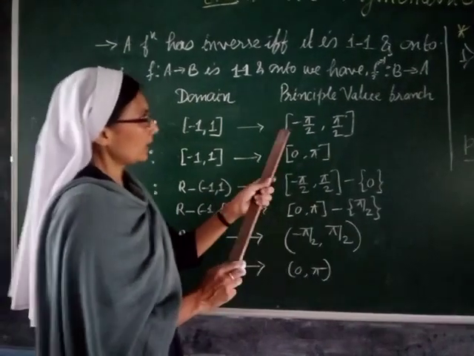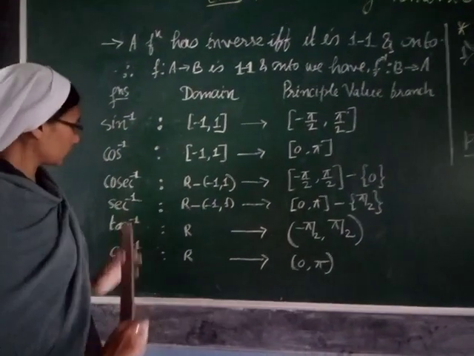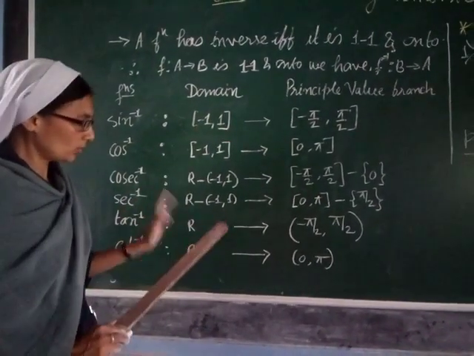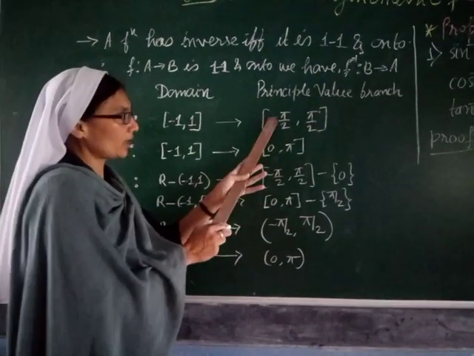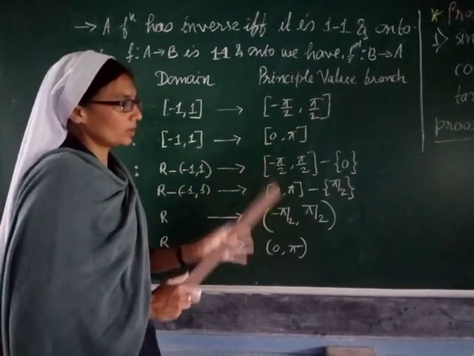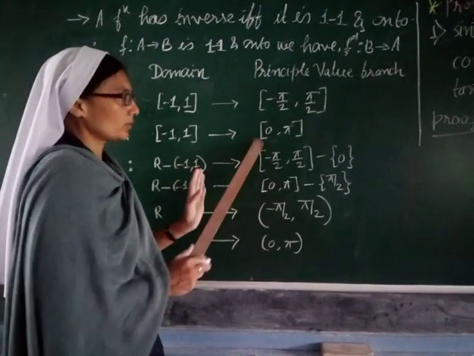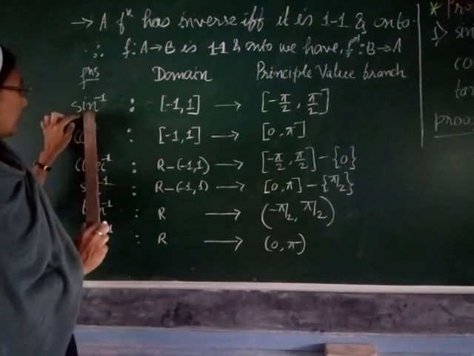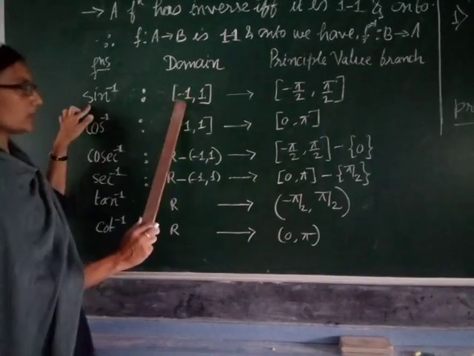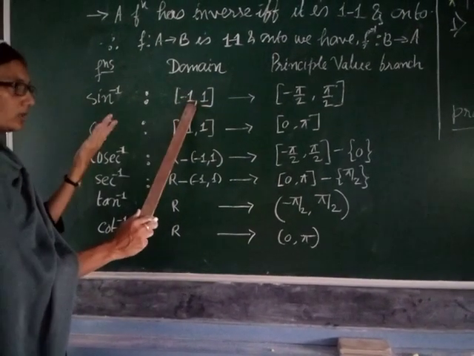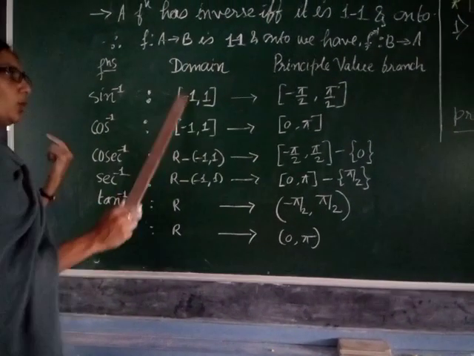So we have divided all these inverse functions. The domain has no problem, but the problem is with the range, and the range is defined where it is always one-one and onto. So for sine, we write the range as minus pi by 2 to pi by 2, and what was the range in trigonometry will become the domain here.